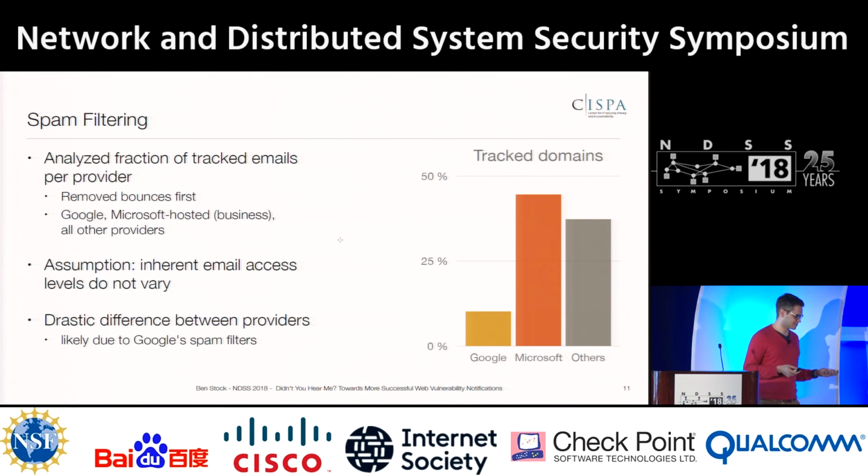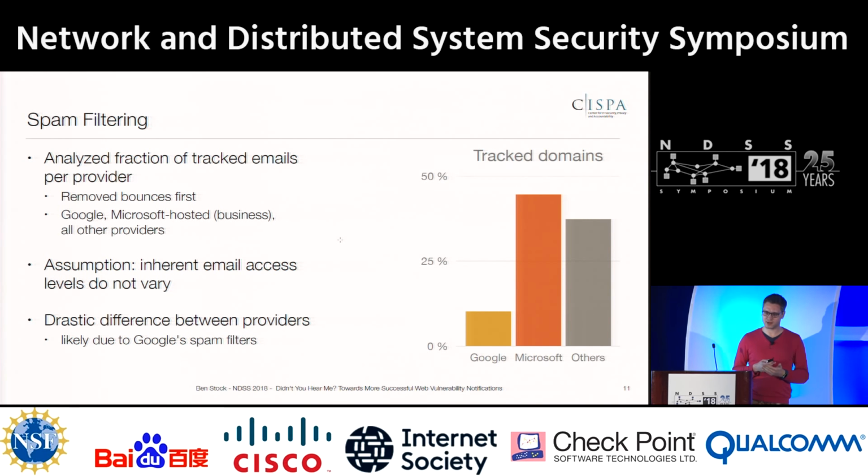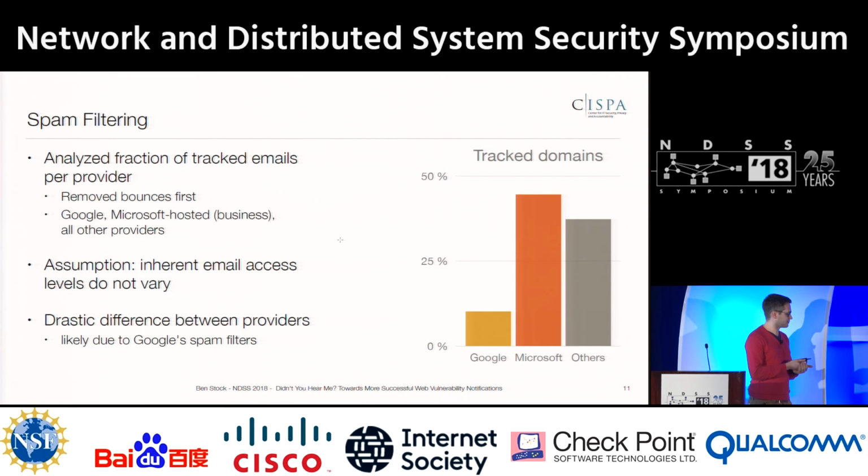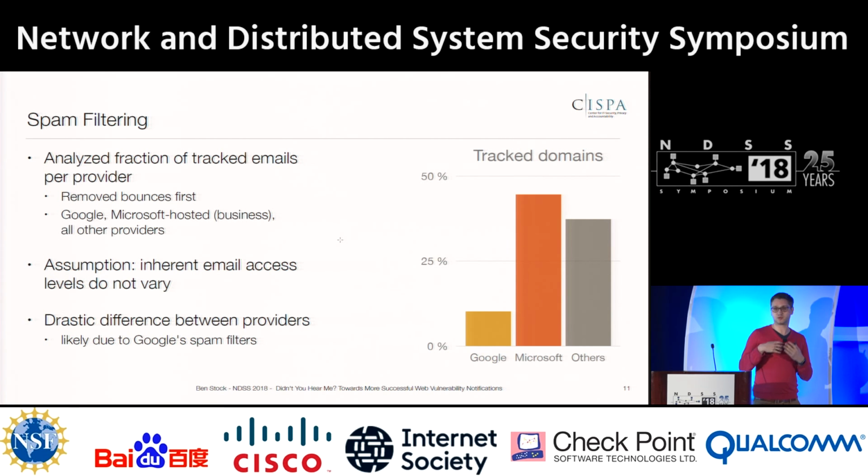So this leads us to believe that Google employs much more strict spam filtering rules. We initially thought this might be due to the fact that maybe Google does not automatically download these external resources, but the default setting for Gmail is to always download external resources as long as an email is in the inbox and not in the spam folder.